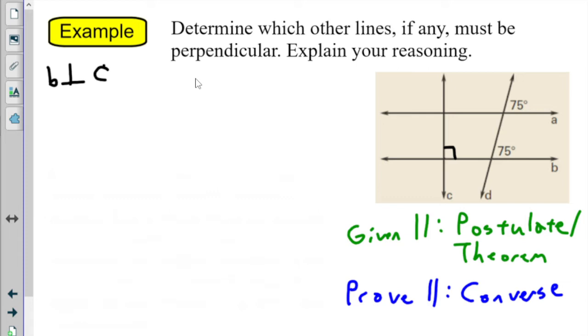However, there's another pair of perpendicular lines that we can get. There's another pair of perpendicular lines that we can get here. So I'm going to outline what the argument is, follow along with it, and then we're going to actually write it down in complete sentences. So here's your outline.